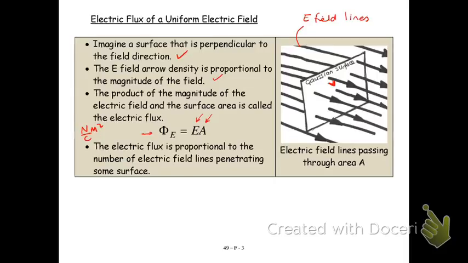Electric flux is proportional to the number of electric field lines penetrating that card. It's not necessarily one-to-one, but we'll get to that later. But the more arrows you imagine going in, the bigger the flux. The bigger the flux, the more arrows going in.